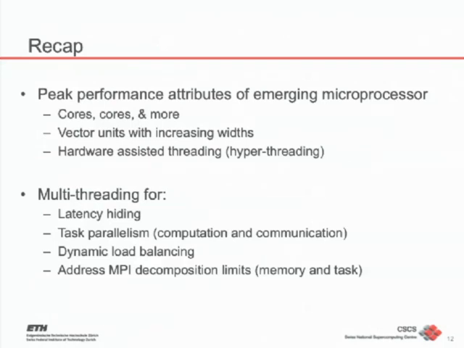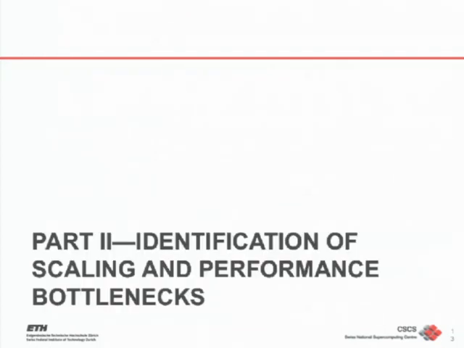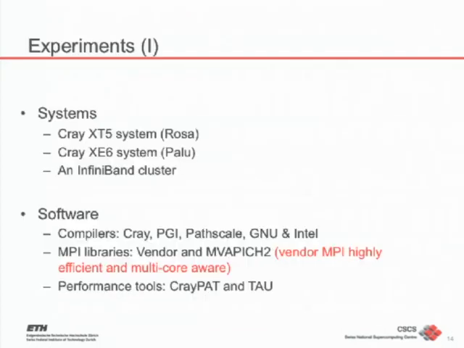So, we'll now look at some scaling and bottlenecks. Just having a quick look at some experiments carried out on an XT5, XE6 and InfiniBand cluster. On these machines we have a variety of different compilers. This is very important. Do try out a variety of compilers. You may find very interesting results from one compiler to the next.